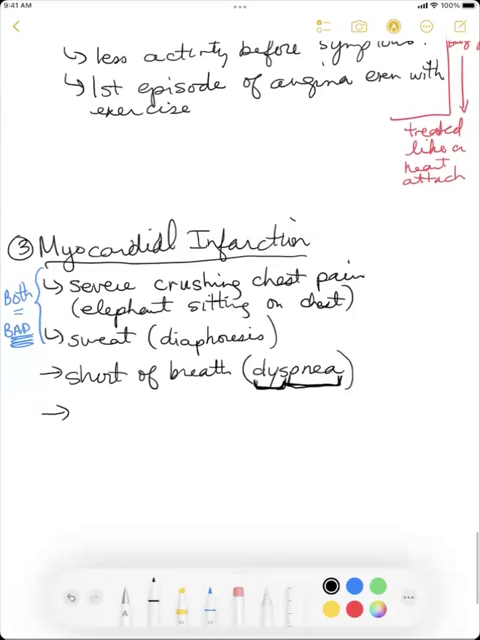People who are having a heart attack have, and this is in most of the medical textbooks, this thing called an impending sense of doom.